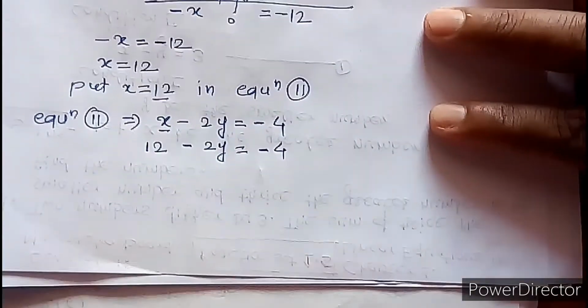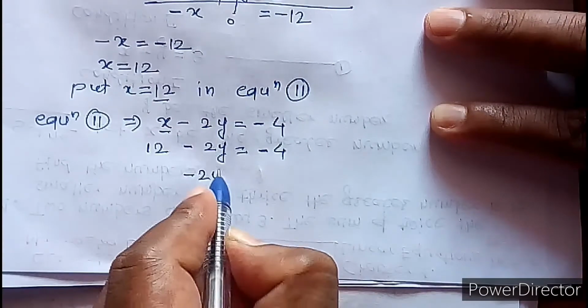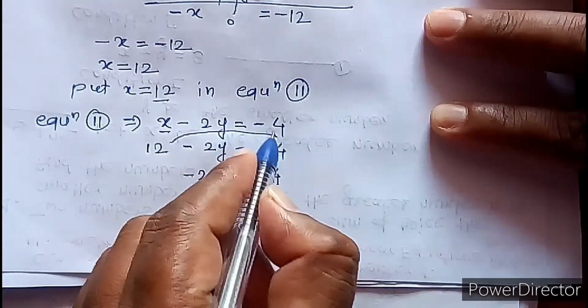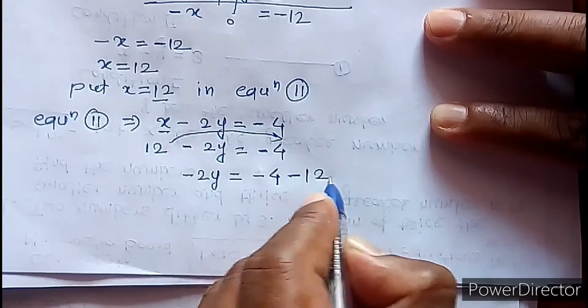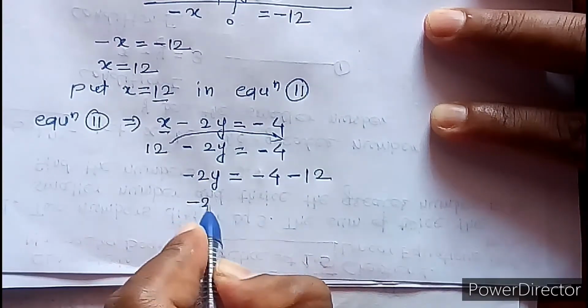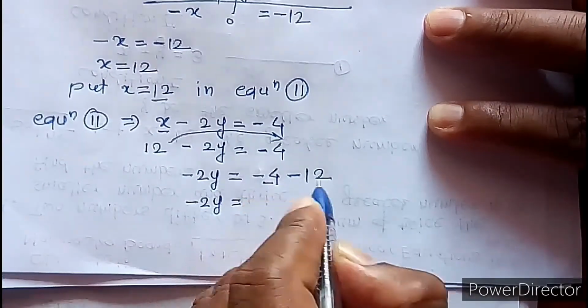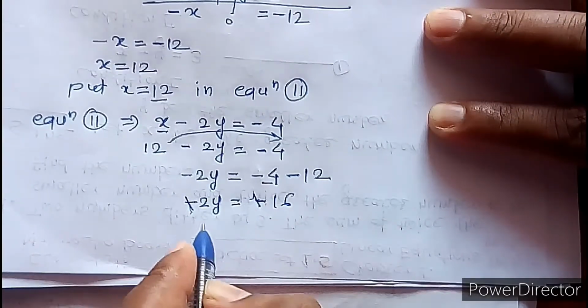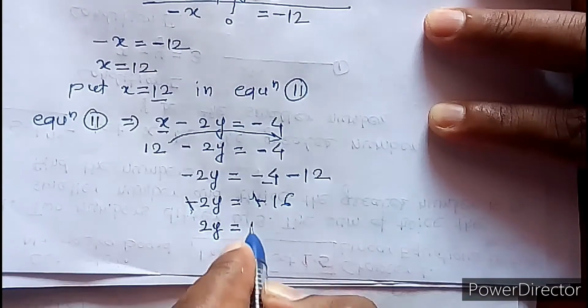Now here, minus of 2y as it is, equals to as it is, minus 4 as it is. Now 12 on change of side will be minus of 12. Here it will be minus of 2y equals to minus 4 minus 12, it will be minus of 6. Now here minus minus get cancelled. 2y will be equals to plus 16.